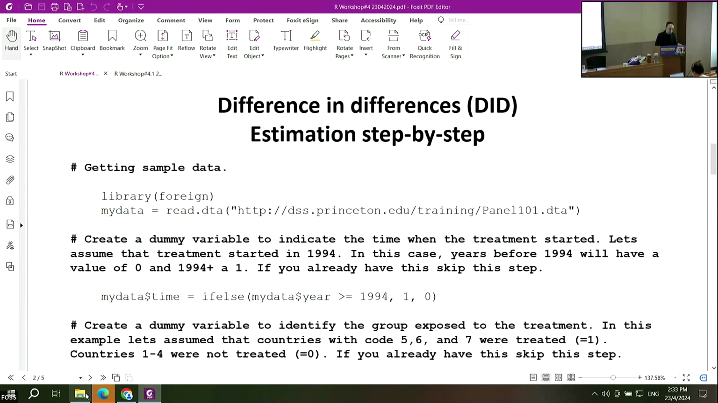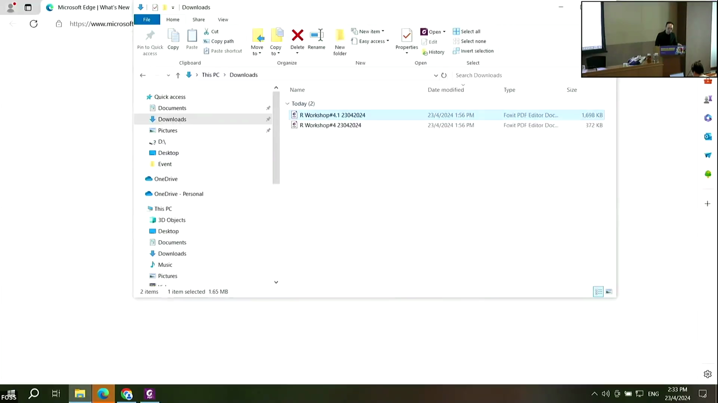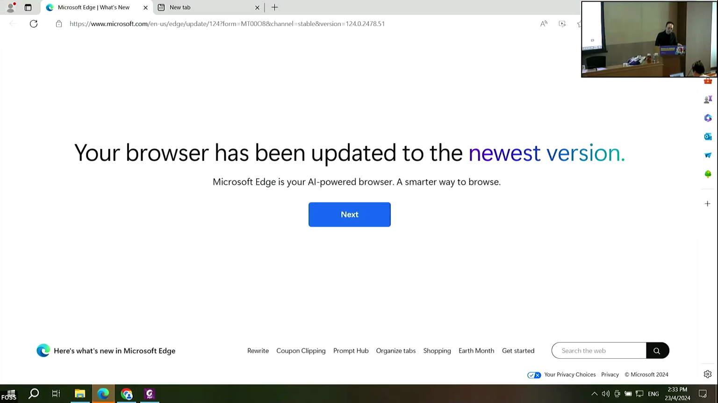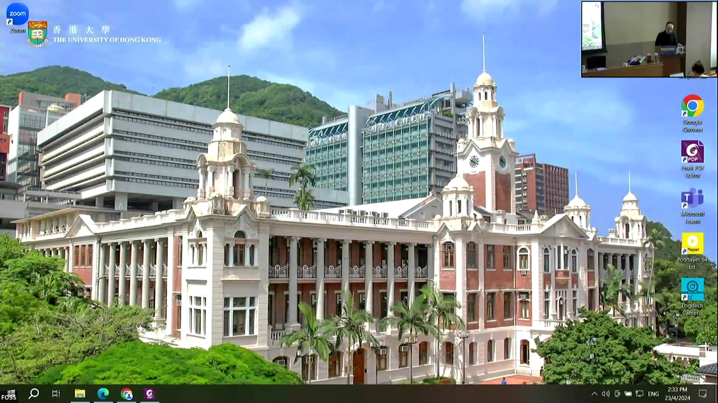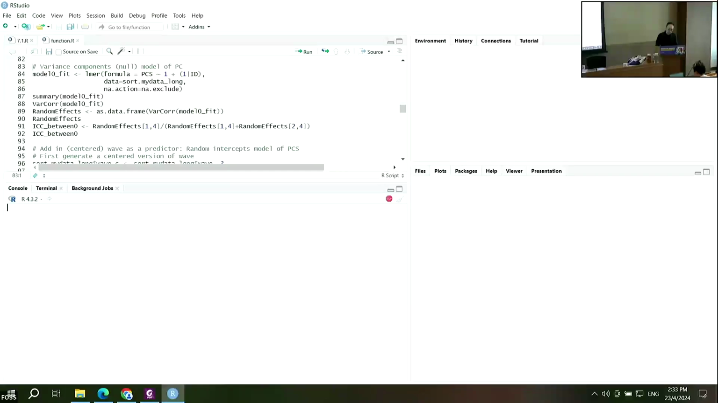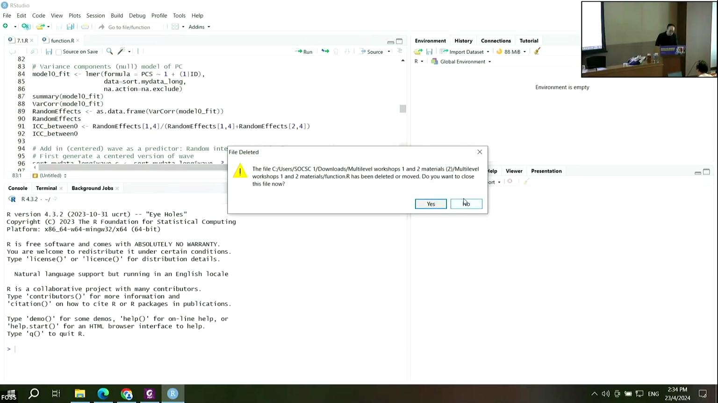So you could simply open up whatever versions of R you have. By versions of R, I mean whether you're using a Mac or a Windows, just open up your RStudio and then let's begin. We can just do copy and paste.